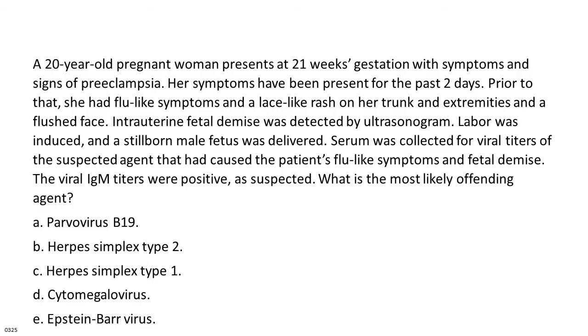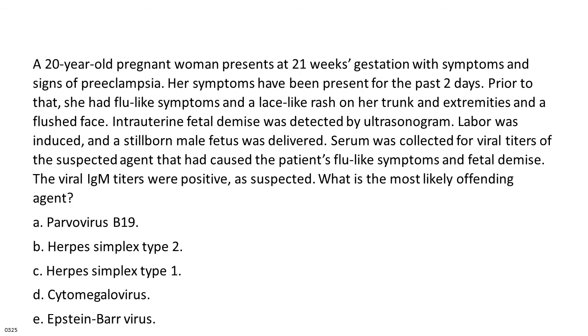A 20-year-old pregnant woman presents at 21 weeks gestation with symptoms and signs of preeclampsia. Her symptoms have been present for the past 2 days. Prior to that, she had flu-like symptoms, a lace-like rash on her trunk and extremities, and a flushed face. Intrauterine fetal demise was detected by ultrasonogram. Labor was induced, and a stillborn male fetus was delivered.